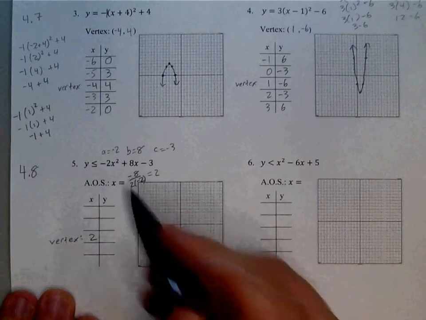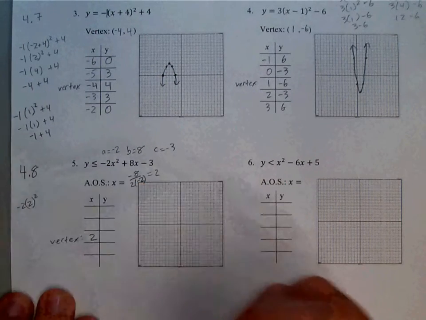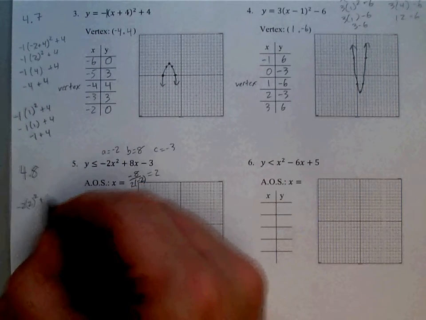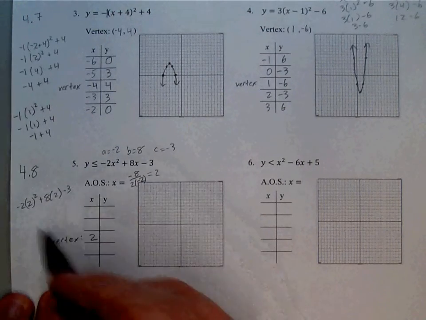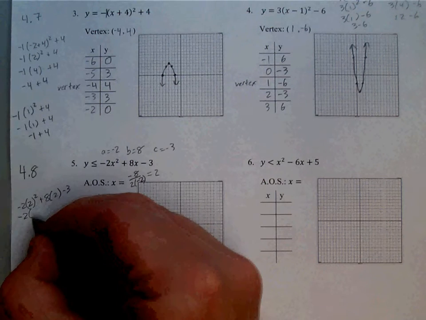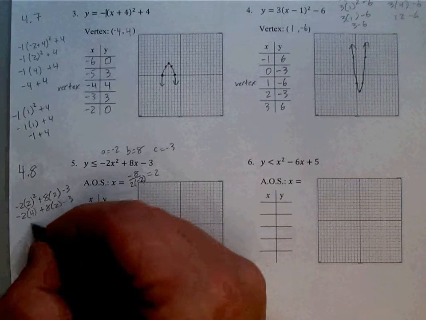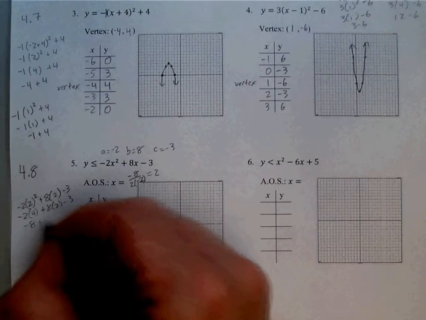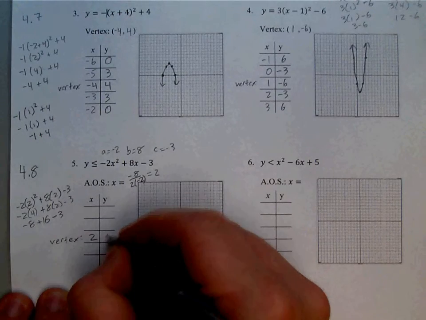I'm going to plug it in. Negative 2 times 2 squared plus 8 times 2 minus 3. 2 squared is 4. So I have negative 2 times 4. So negative 8 plus 16, which is 8, minus 3 is 5.